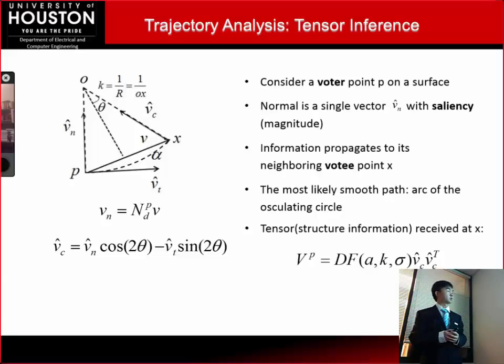And we will project the Vn to the normal space at P by this equation. NPD is the normal space of P of dimension D, and Vc is the propagation of P's normal vector to X. It can be computed with this function, and we also want to model the decay effect, because we don't want the data point to influence an infinite area of its surroundings. So there is a decay function denoted here with three parameters, scale and some others. It's usually formed with a Gaussian and multiplied by the tensor, which is the outer product of Vc.